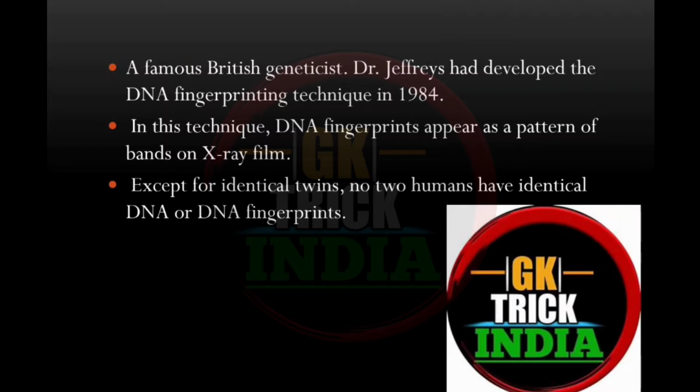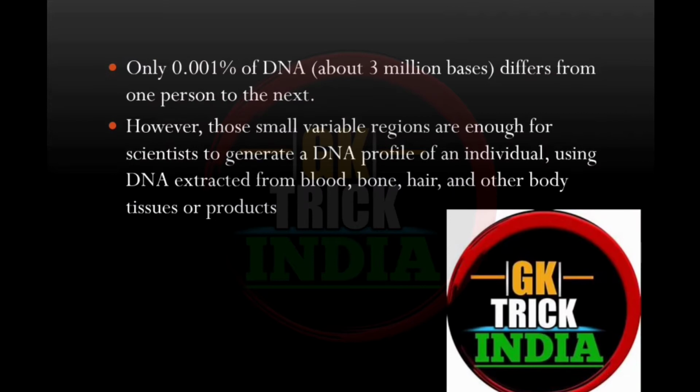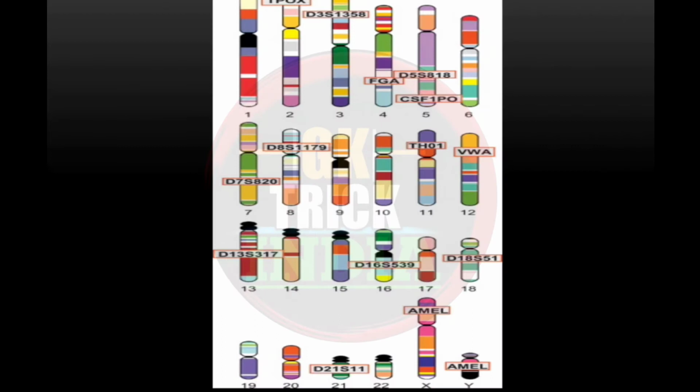Except for identical twins, no two humans have the same DNA or DNA fingerprints. It varies between individuals. Only 0.001% of DNA decides how one person differs from another, so that 0.001% is used for DNA fingerprinting. However, those small variable regions are enough for scientists to generate the DNA profile of an individual using DNA extracted from blood, bone, hair, or any small body tissue.